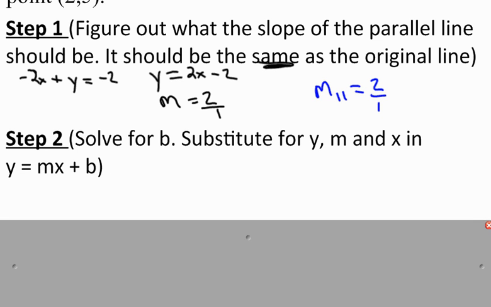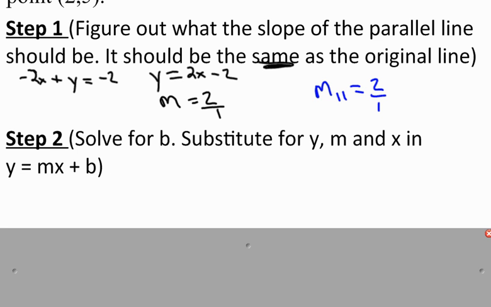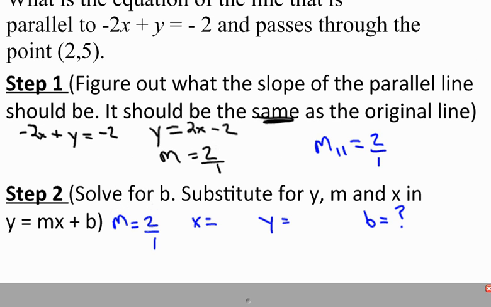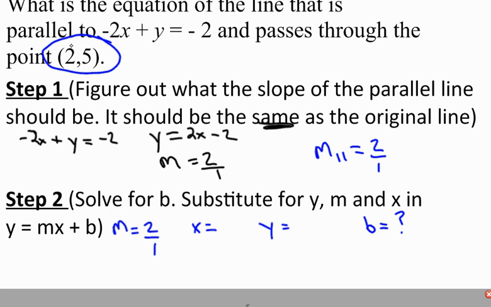Step 2, solve for b. Substitute for y, m, and x in y equals mx plus b. We already know that m is equal to 2 over 1. So what is x equal to and what is y equal to, so that we could solve for b? Well, x and y are going to come from the point that it has to pass through. This will be your x, this will be your y. So x is 2 and y is 5.